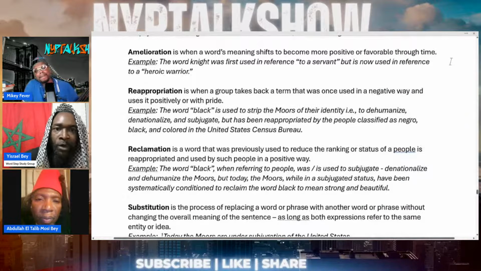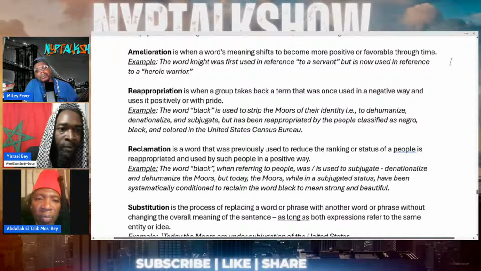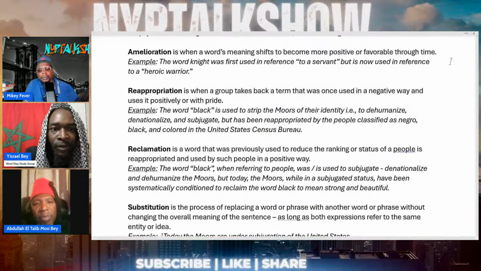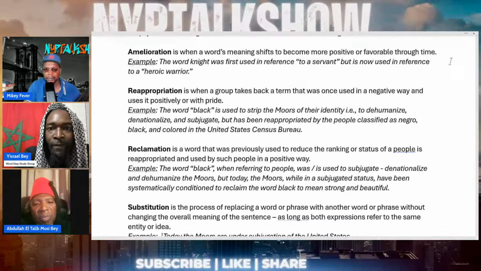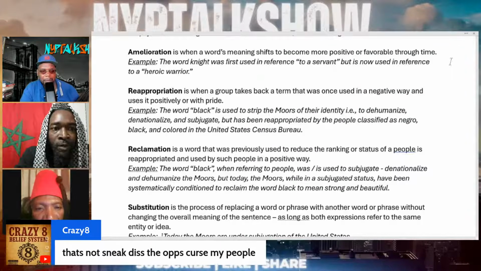Amelioration is when a word's meaning shifts to become more positive or favorable through time. Example, the word knight, K-N-I-G-H-T, was used in reference to a servant, but is now used in reference to a heroic warrior.